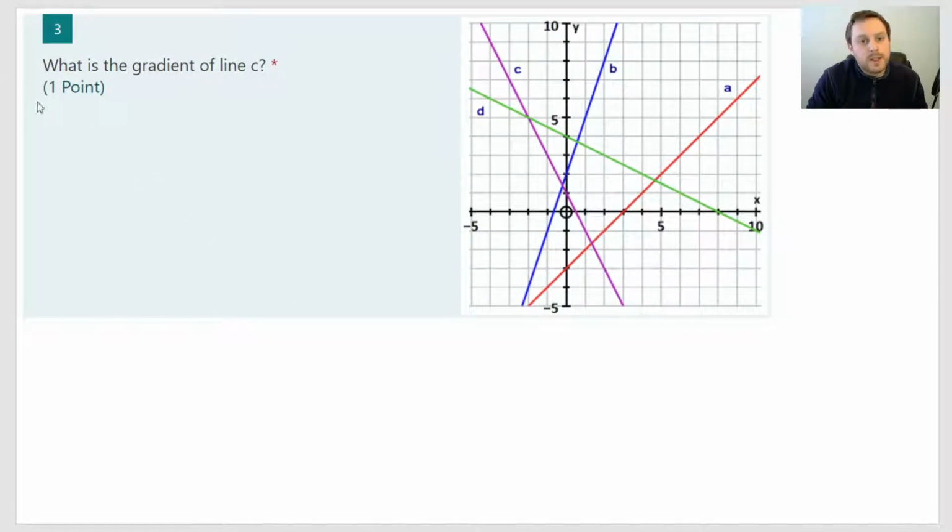What is the gradient of line C? Okay, so I'm going to pick 2 coordinates on line C. Let's pick these 2. I'm going to go 1 along.